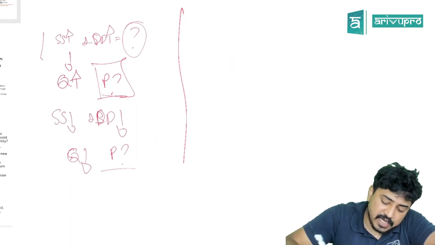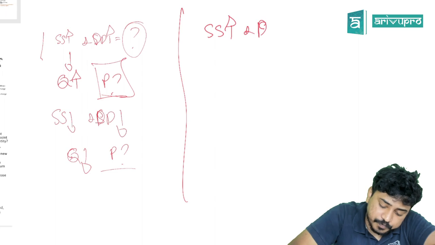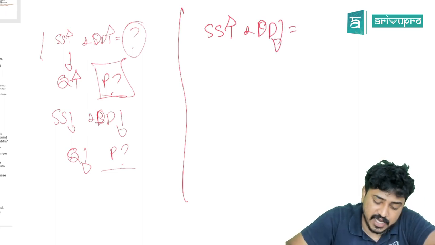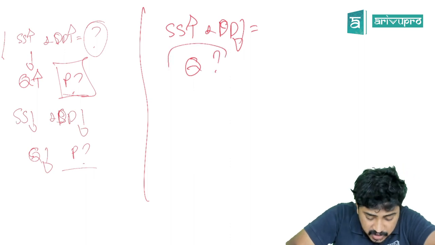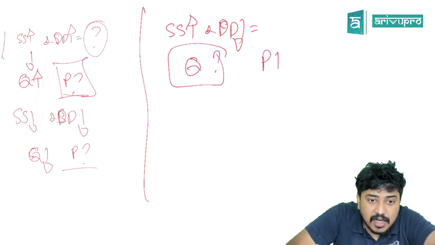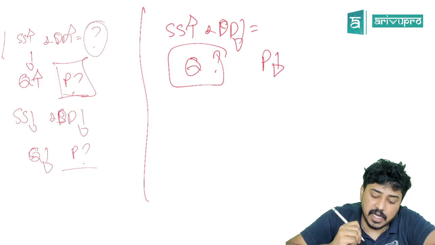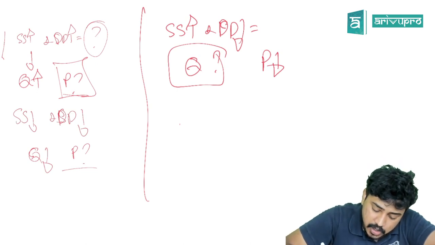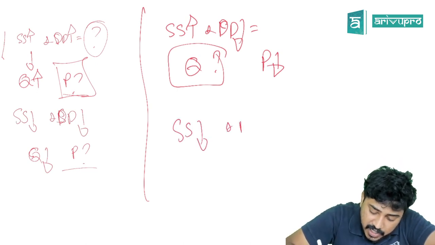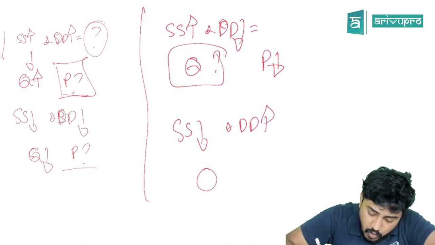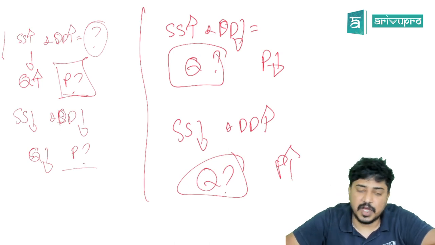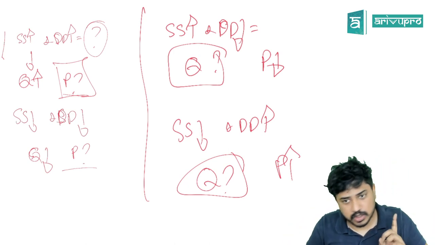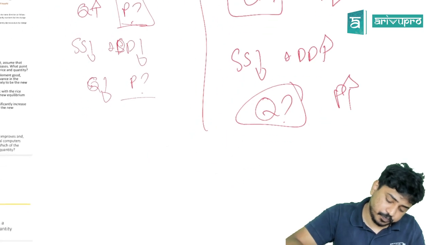Now, second scenario: when supply is increasing and demand is decreasing, what can we say? Quantity is uncertain, but price will decrease. Or when supply decreases and demand increases, we can say quantity is uncertain, but price increases. If you want to know the logic, please go and see the main video.